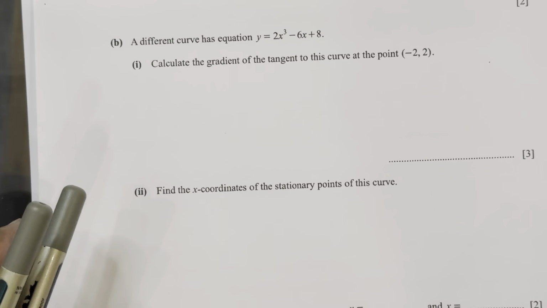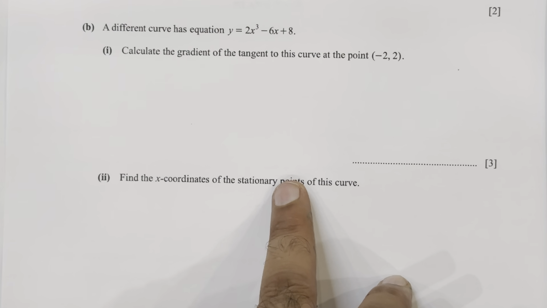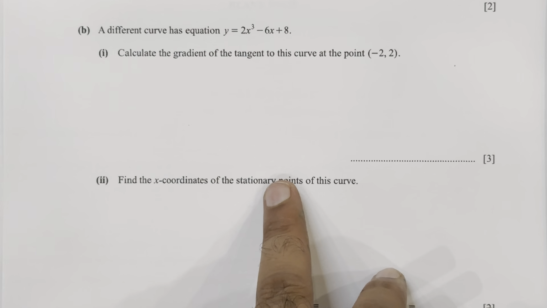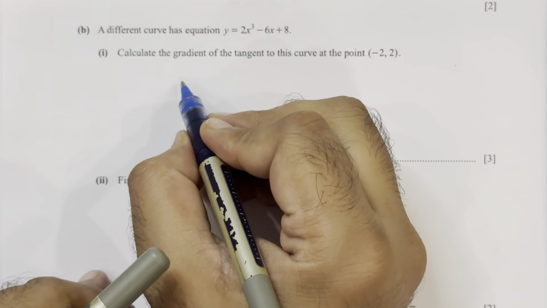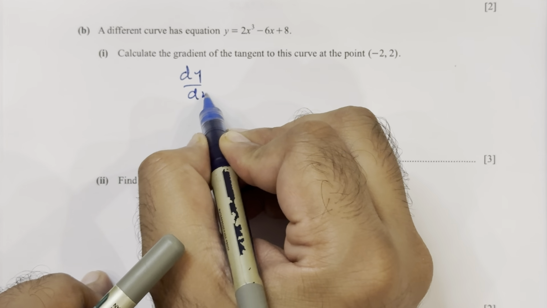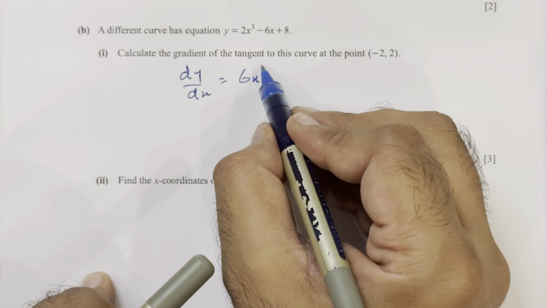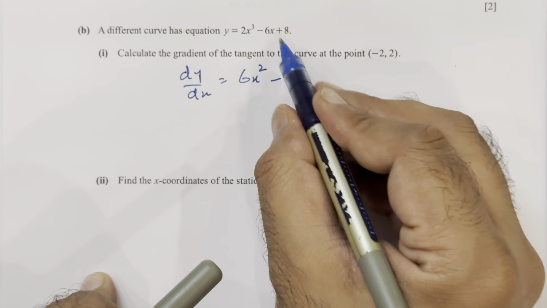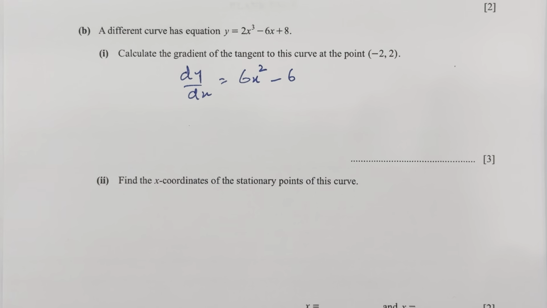Moving to the second part, a different curve has the equation y is equal to 2x cube minus 6x plus 8. Calculate the gradient of the tangent at the curve point minus 1, 2. So first you need to find the derivative of it, dy by dx. For 2x cube, 3 multiplied by 2 is 6, and reduce the power by 1, it would be 6x square. Minus 6x has a derivative of minus 6, and plus 8 has a derivative of 0.